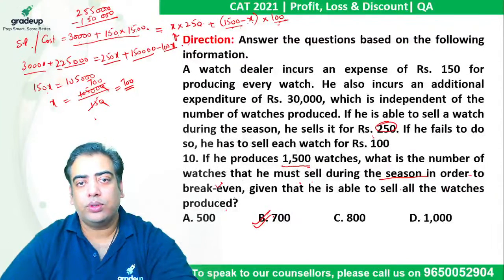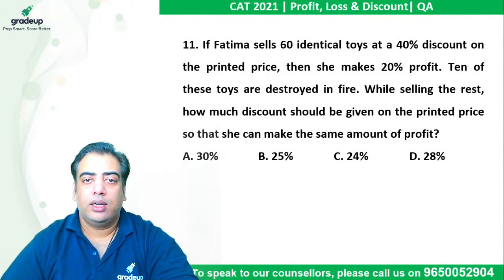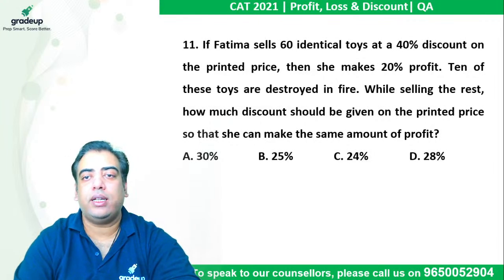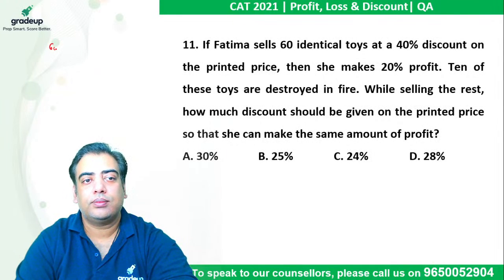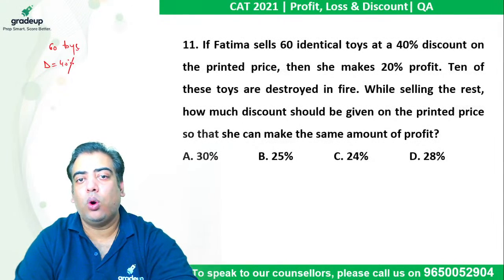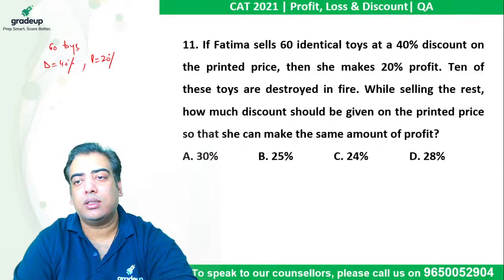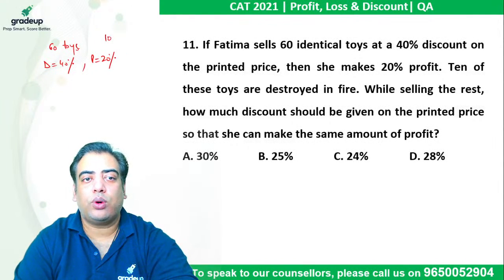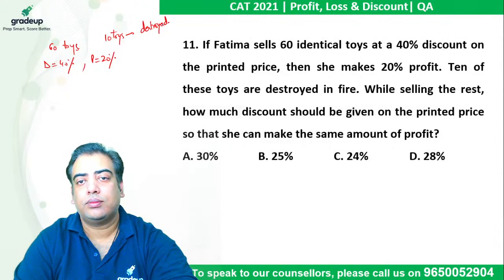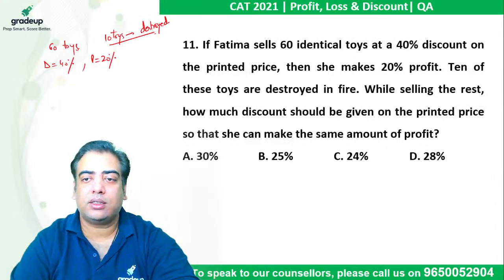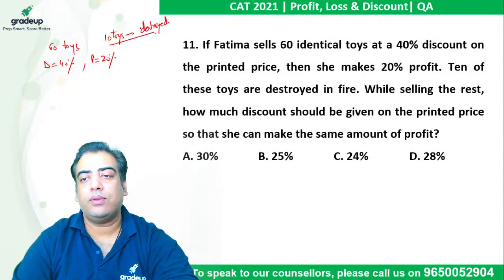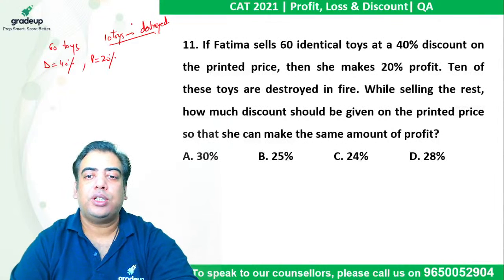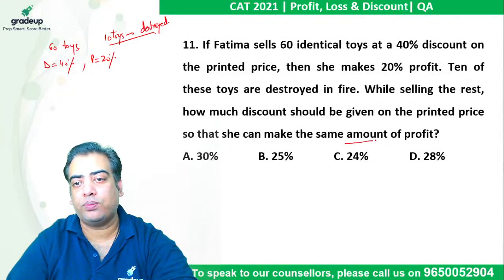Okay, so let's move on to the next question. Here it says, if Fatima sells 60 identical toys at a 40% discount on the printed price, then she makes a profit of 20%. 10 of these toys are destroyed in a fire, while selling the rest. How much discount should be given on the printed price so that she can make the same amount of profit?